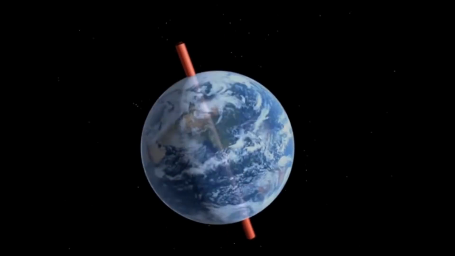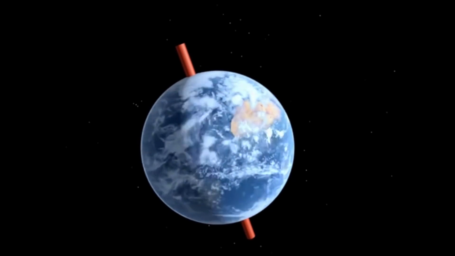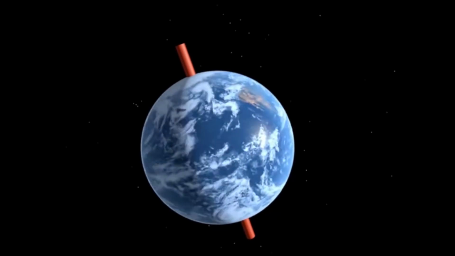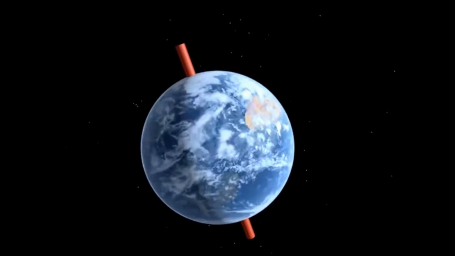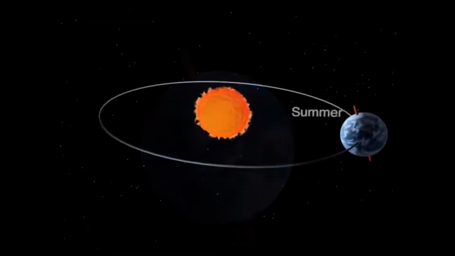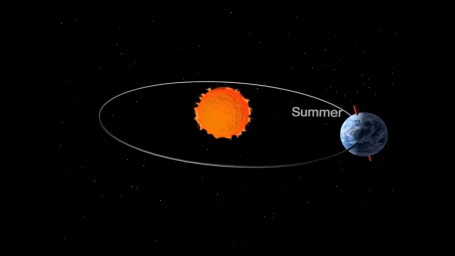So let's take a look at a couple of models and see if we can get a little bit better grasp on this. As we have discussed before, the Earth rotates on its axis, and the axis is just an invisible line that goes through the center of the Earth. And the axis is at a tilt of 23.5 degrees. So what that means is, depending on the time of year, there are different amounts of direct sunlight.